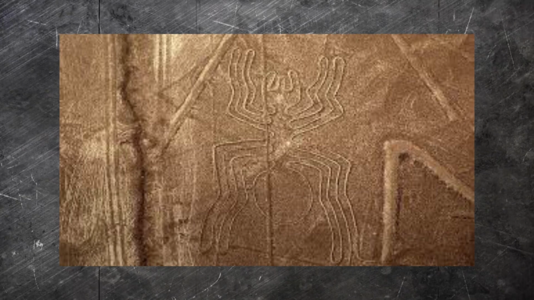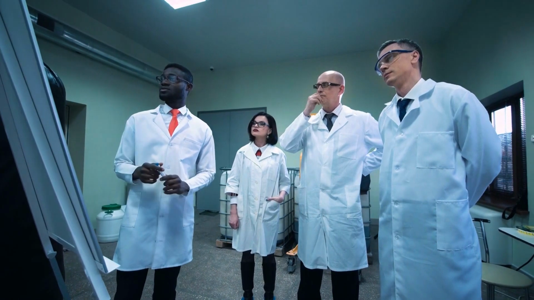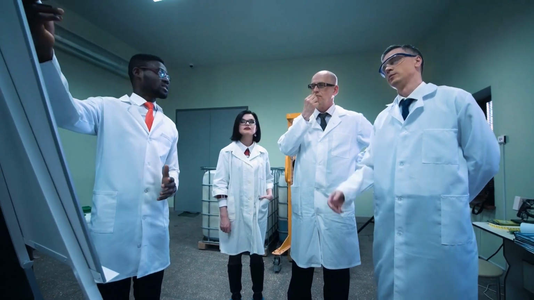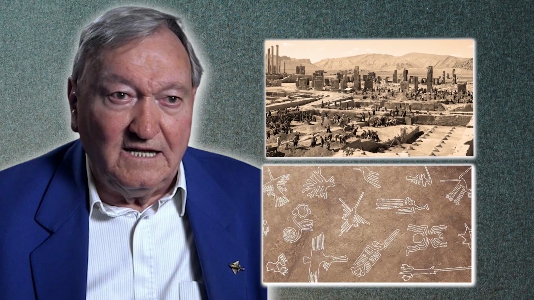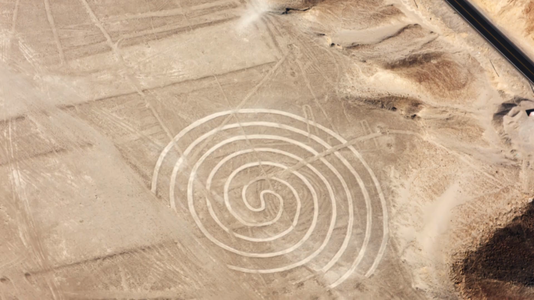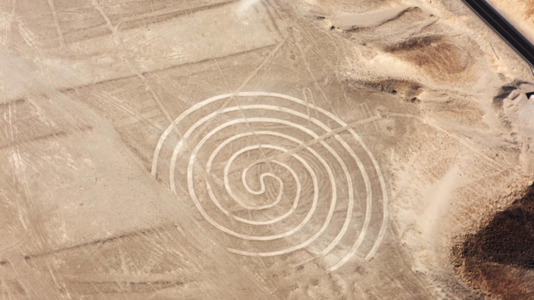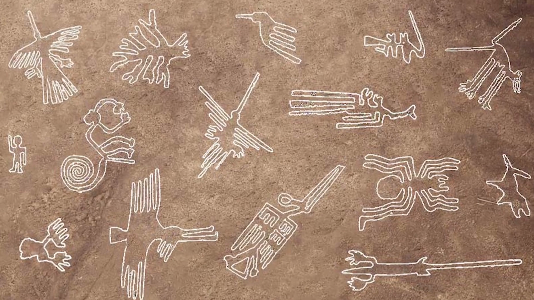The idea that the Nazca Lines were created by or with the help of extraterrestrials is a popular but highly speculative theory that has been widely debunked by scholars. This notion gained prominence largely due to the works of authors like Erich von Däniken, who proposed that ancient civilizations, including the Nazca, were influenced or directly aided by alien visitors. His book Chariots of the Gods suggested that the lines could be landing strips for spacecraft or signals for alien beings. However, there is no credible evidence to support the alien theory, and other theories are better to help us understand the reason and origin of the Nazca Lines.